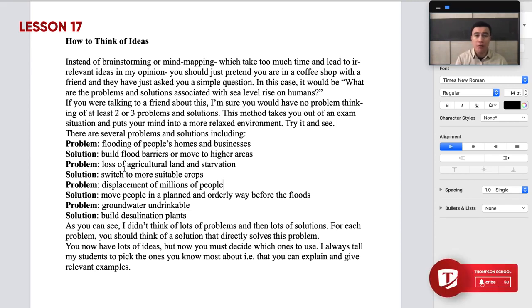Now, you have a lot of ideas, but you should understand that you should not be using all of them, but you should decide which ones you're going to use. I always tell my students to pick the ones you know most about. It means you can explain this problem and solution, and of course give relevant examples.